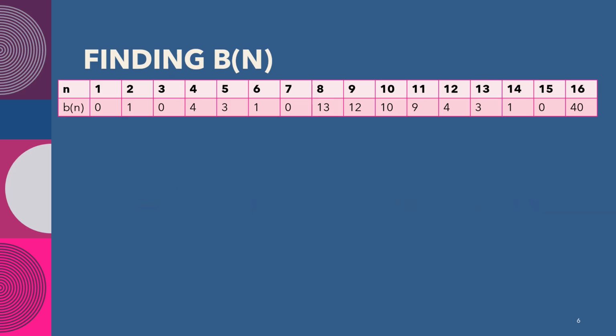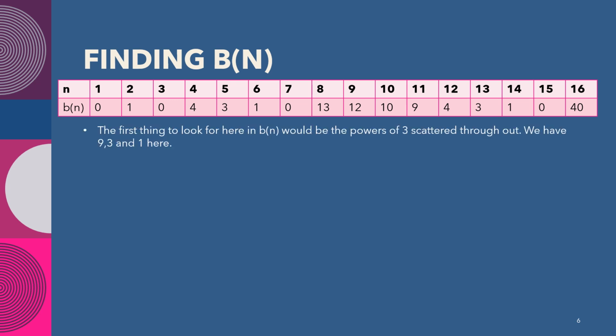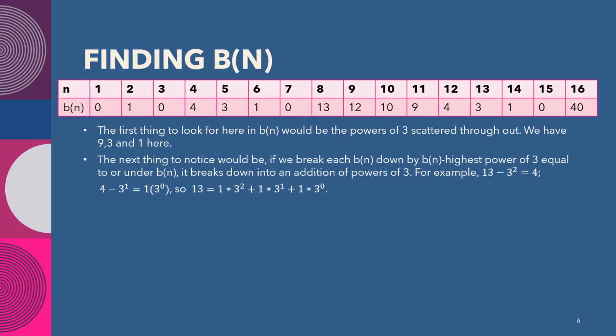So now we want to find the function b of n. Once again, we make a chart of b of n values. The first thing you might notice is that we have powers of 3. Once again, we have 3, 1, 9, so on. But now we have 13, 12, 10. These aren't powers of 3, but you might notice that these are powers of 3 added together. So 13 is 3 squared plus 3 to the power of 1 plus 3 to the power of 0.